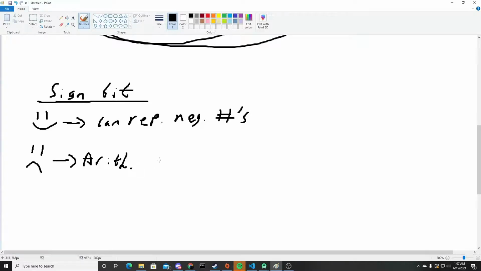We'll say arithmetic, no good. It doesn't play well with arithmetic when you are trying to add a positive number and a negative number together with that sign bit. So although we can represent negative numbers now, when it comes to arithmetic, which means adding negative numbers and positive numbers, it does not play well. So we need another strategy in order to do so.